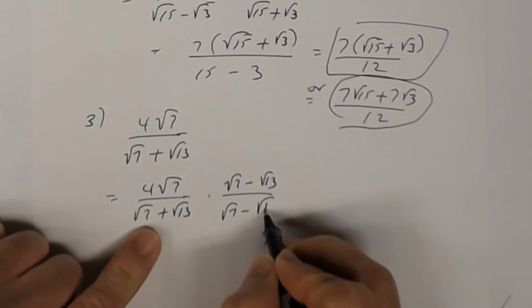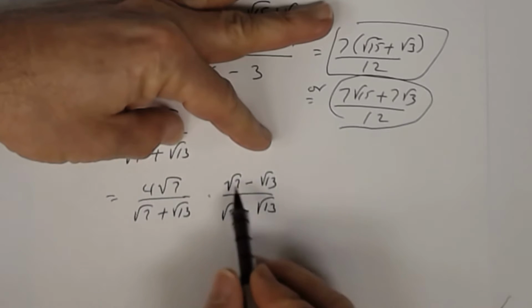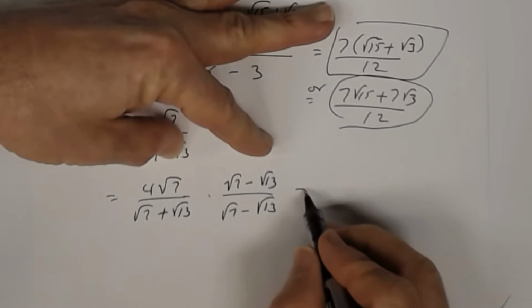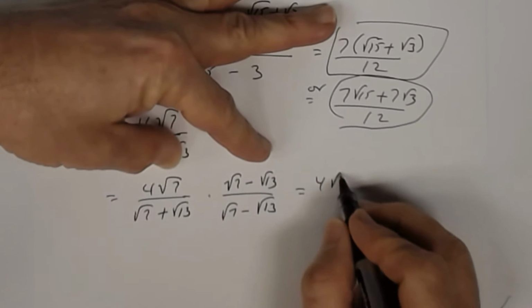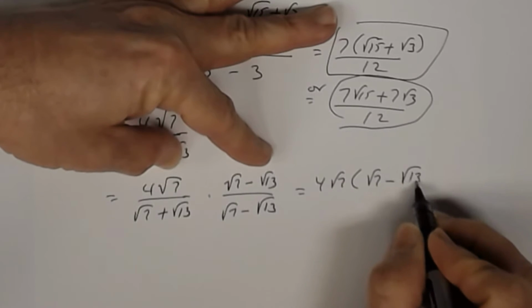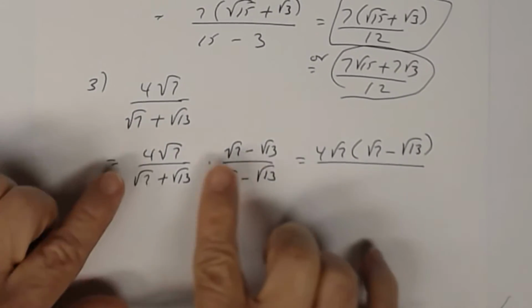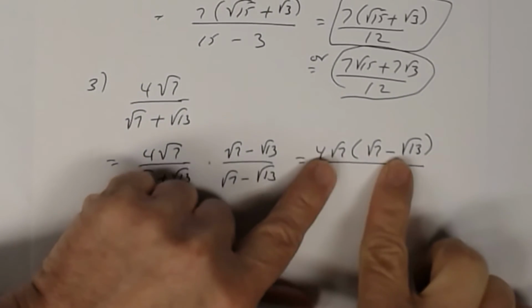Okay, both the numerator and the denominator. All right, now we're going to have a little discussion with the numerator. But for right now, let's go ahead and write the numerator as 4 square root of 7 times the square root of 7 minus the square root of 13, divided by, all right, now, see, this times this, right? Okay, no big deal so far.